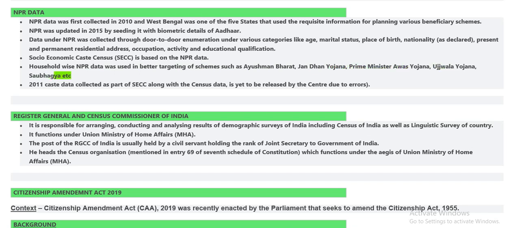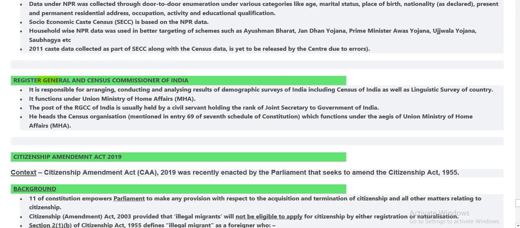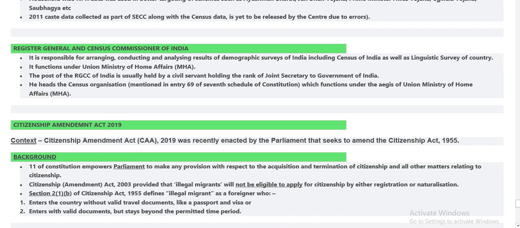Socioeconomic caste census, SEC, is based on the NPR data. Household-wise NPR data was used in better targeting of schemes such as Ayushman Bharat, Jan Dhan Yojana, Prime Minister Awas Yojana, Ujjwala Yojana, Saubhagya etc. 2011 caste data collected as part of SEC along with the census data is yet to be released by the centre due to errors.